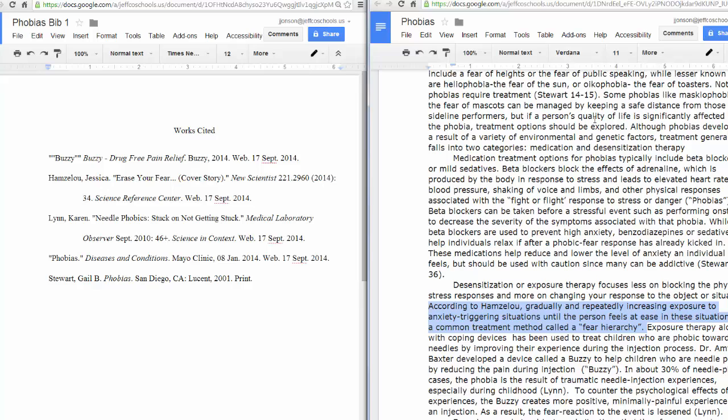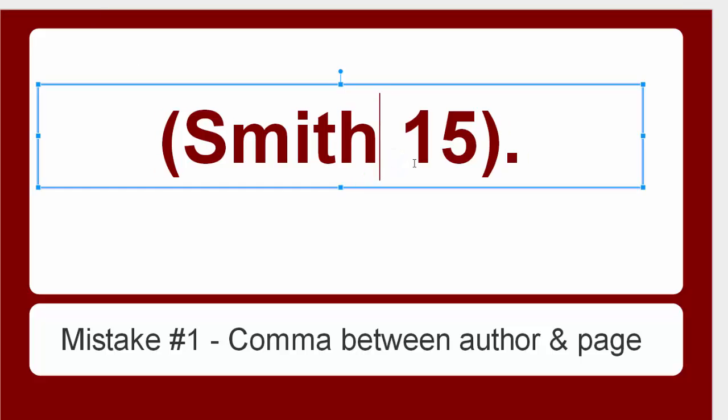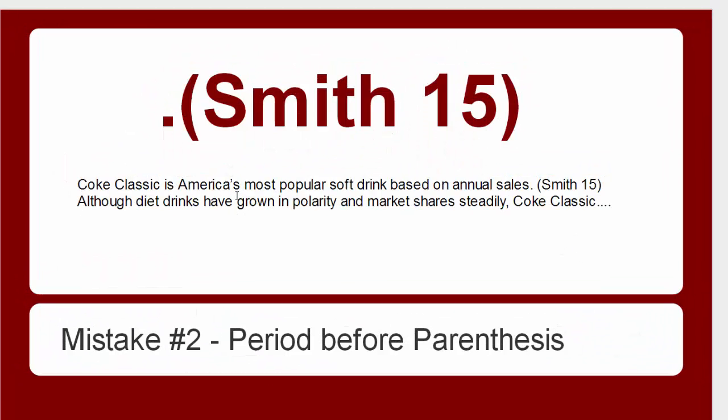Those are the in-text citation basics. Make sure to avoid these common mistakes in your writing. Mistake number 1, putting a comma between the author and the page number. It is not necessary and not correct, so leave it out. Just put a space. Common mistake number 2, putting the period before the citation or before and after it.